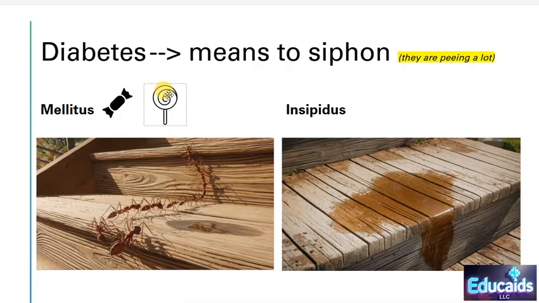You have two main types of diabetes. Mellitus means sweet, and insipidus means tasteless. So your diabetic patients are siphoning off more fluid than they should, especially if their sugars are uncontrolled.